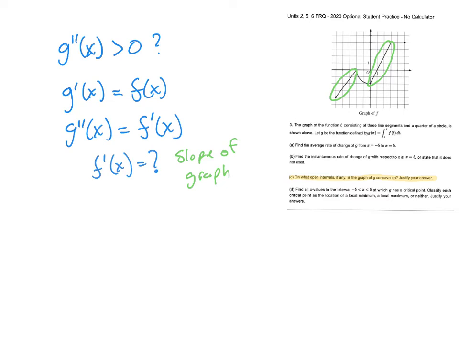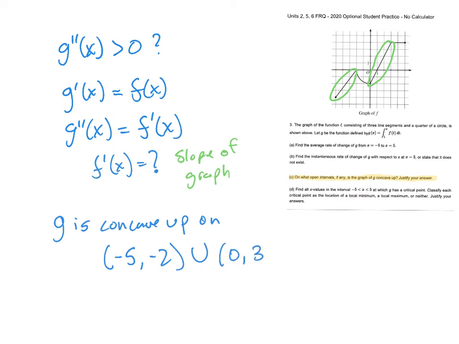So we'll say g is concave up on, what is that, -5 to -2. And 0, 2, 1, 2, 3. And that's because the slope of the graph is positive. In other words, the second derivative of g is positive.